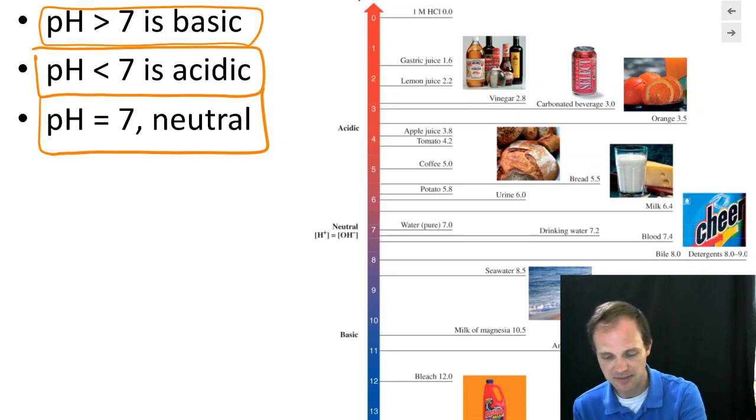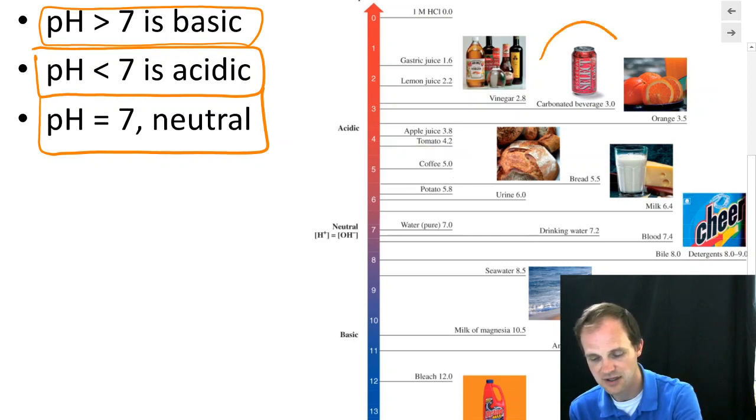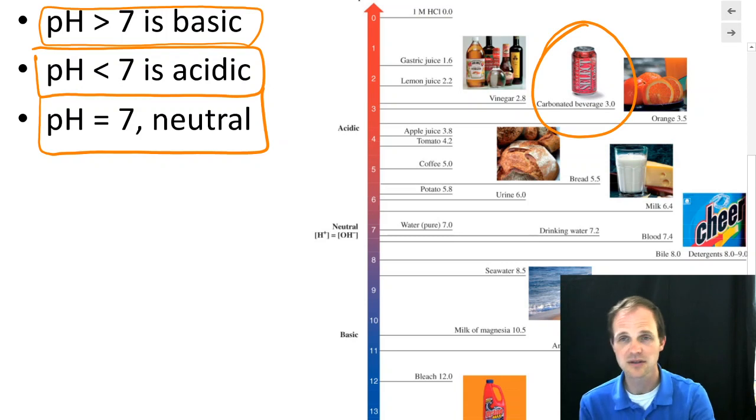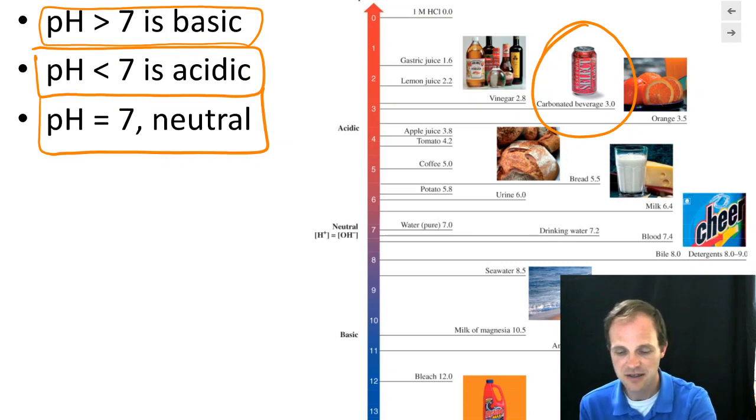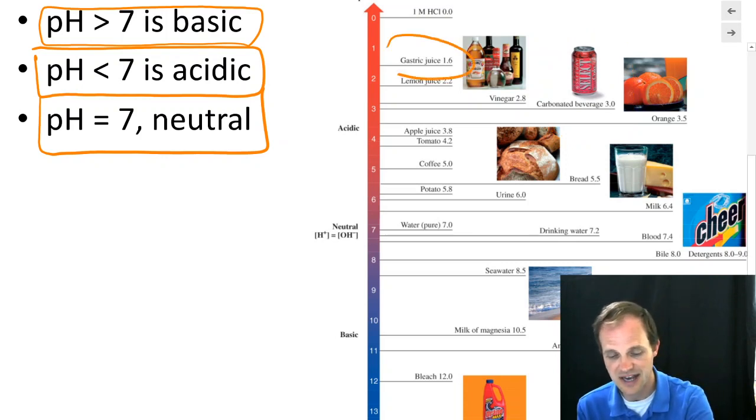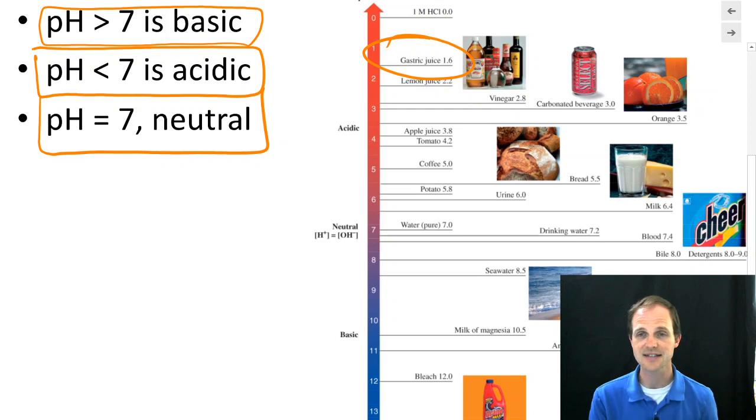Acidic foods might be milk. Some people think milk is basic, but it is actually mildly acidic. It's got lactic acid in it. Coffee, slightly acidic. Apple juice, tomato juice. Can of Coke, 3.0 pH. That's a really low pH. It's very, very acidic, but nowhere near the acidity of your gastric juices. That's your stomach acid, which has a pH all the way down to 1.6.